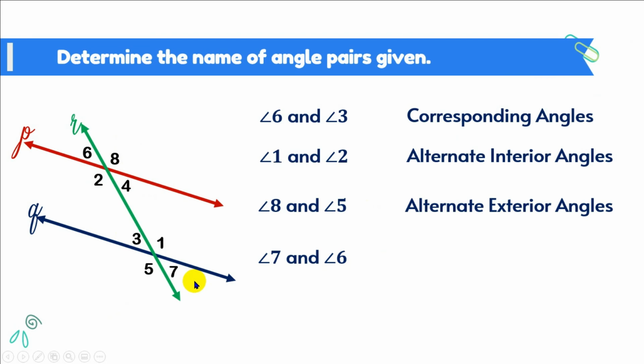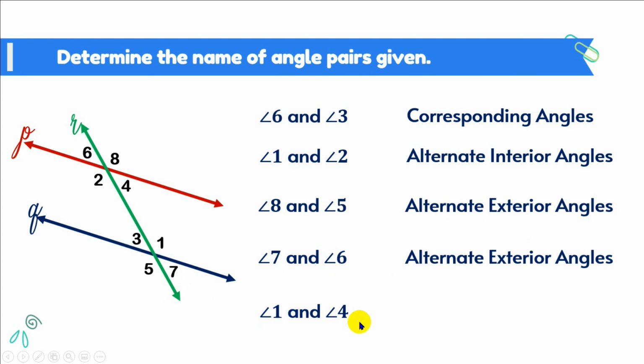Another one, 7 and 6. So, sila ay exterior angles din at ang isa ay nasa left side. Ito ang angle 6 at ang angle 7 ang nasa right side ng transversal line. So, what do we call this one? We call this as, again, alternate exterior angles.